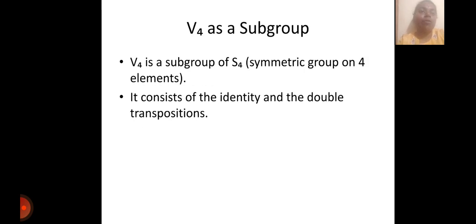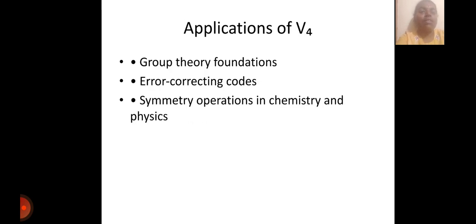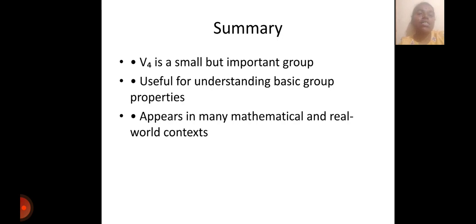The next one is V4 as a subgroup. V4 is a subgroup of S4, that is the symmetric group on four elements, which consists of the identity and the double transpositions. The next one is the applications of V4: group theory foundations, error correcting codes, and symmetry operations in chemistry and physics as well. The next one is the summary.